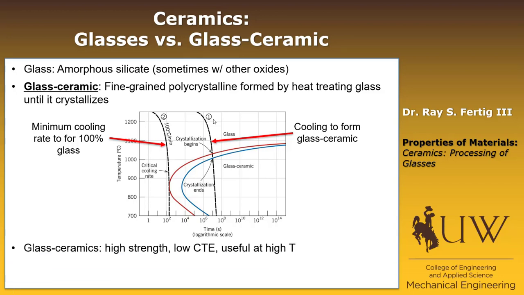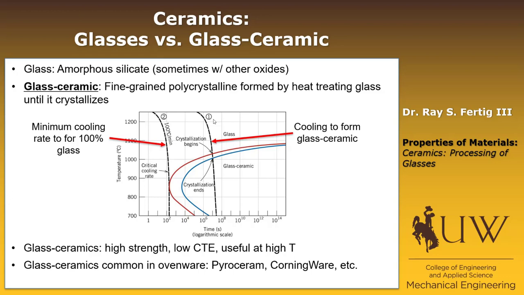Glass ceramics are used really for their high strength, their low CTE, coefficient of thermal expansion, and they can be useful at high temperatures. They're commonly used in ovenware like Pyroceram and Corningware. I'm not going to talk too much more about them because we can form them from existing glasses, and so it's most important how we form those glasses to start with. We can heat treat them afterwards if we would like to form a glass ceramic.